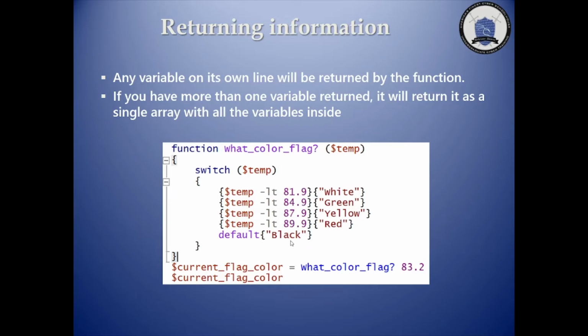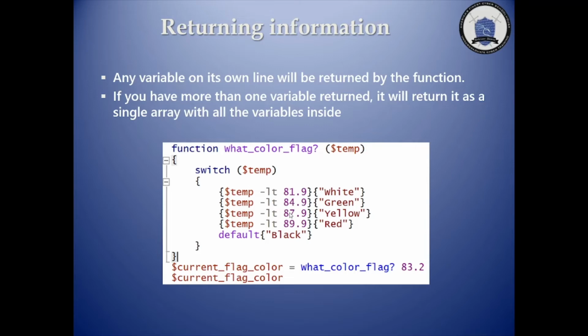The issue with this one is that a switch statement will test all the conditions. So if the temperature was 80, it would return all of these flag colors because it's going to run through and see, is the temp less than 81? Yes. Okay, print out white. Is it less than 84? Yes. 80 is less than 84, green, and then so on with yellow, red.